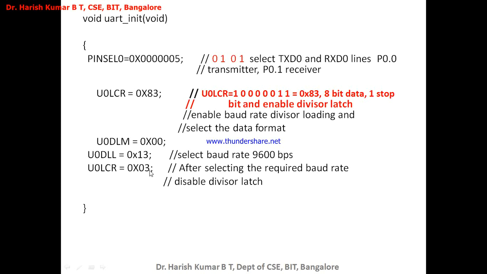And next is writing the data. Now before writing the data, to which register will we be writing? U0THR. Before writing the data that needs to be transmitted to U0THR, what do you have to do? You have to disable the divisor latch.